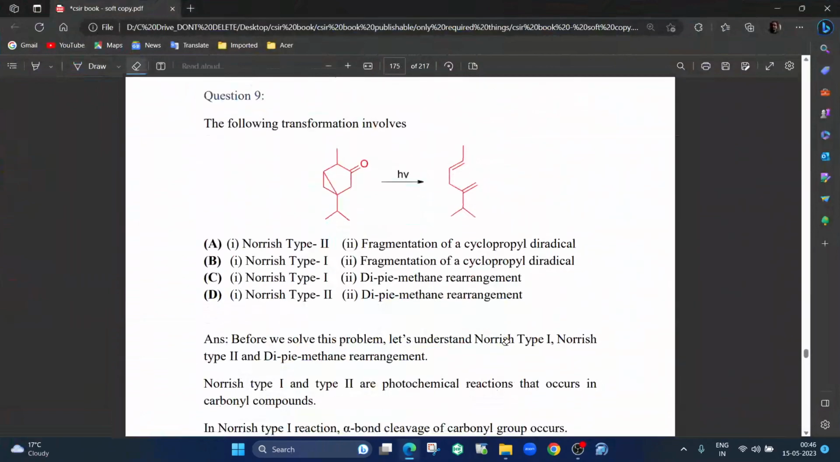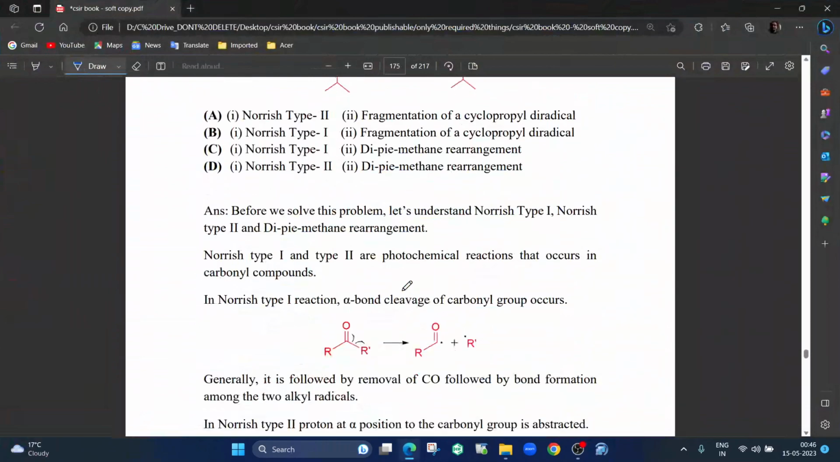Question number 9. The following transformation involves, what are the two reactions? That's what they're asking. One is Norrish type 2 and second is fragmentation of cyclopropyl diradical, or Norrish type 1 and di-pi-methane, or Norrish type 2 or di-pi-methane. So first we should know what is Norrish type 1, type 2 and di-pi-methane.